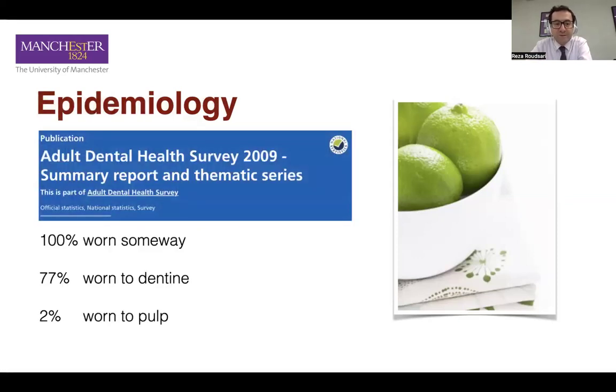Now, if you look at the Adult Dental Health Survey, which was conducted in 2009, by the way, it was due to be done again after, but it was just delayed because of COVID. You can see that in adults in England, 100% of them have got some form of wear. 77% of patients show wear all the way to the dentin, and 2% all the way to the pulp. And here in Manchester, we definitely see the 2% in our postgraduate clinic.